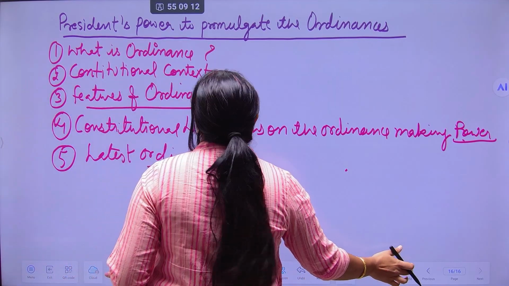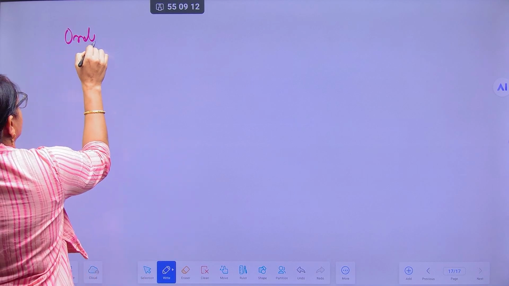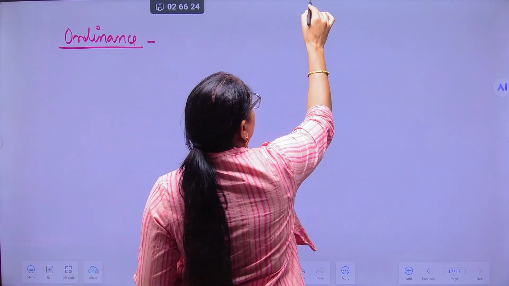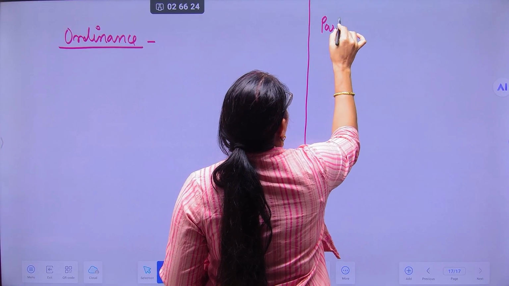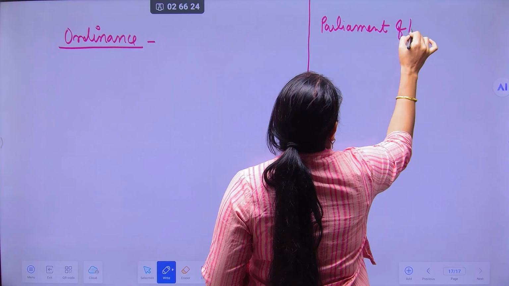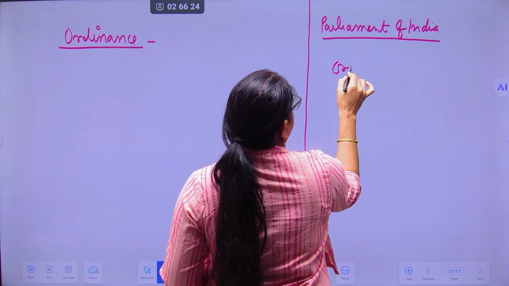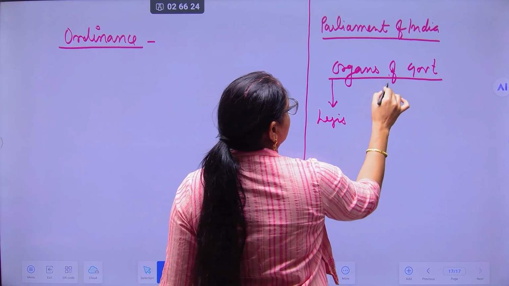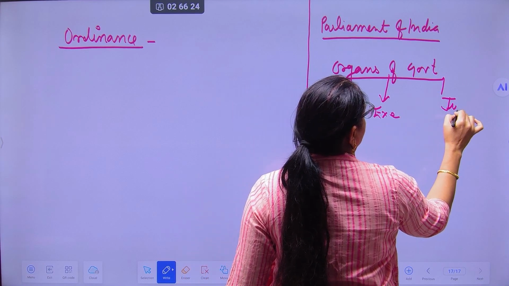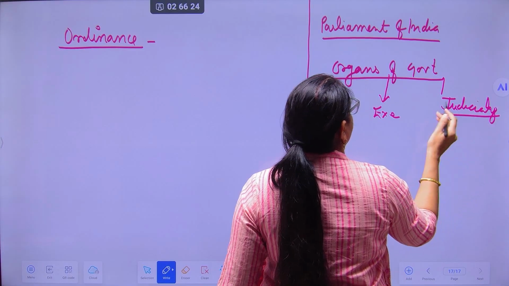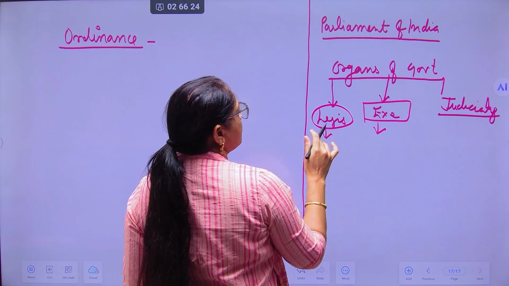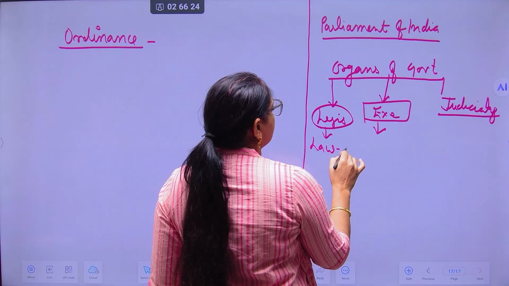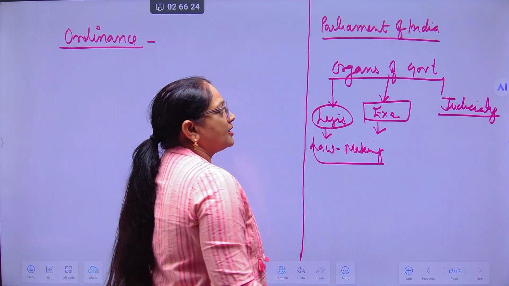So here I'm covering: what is ordinance? As we know, just try to understand that there is a Parliament of India. But before it, we will try to understand the organs of government, right? There are three organs of the government: legislature, executive, and judiciary. Every organ is performing its functions. The major task of the legislature is the enactment of laws, the making of laws. So the lawmaking task has been assigned to the legislature, which is performed by the Parliament of India.